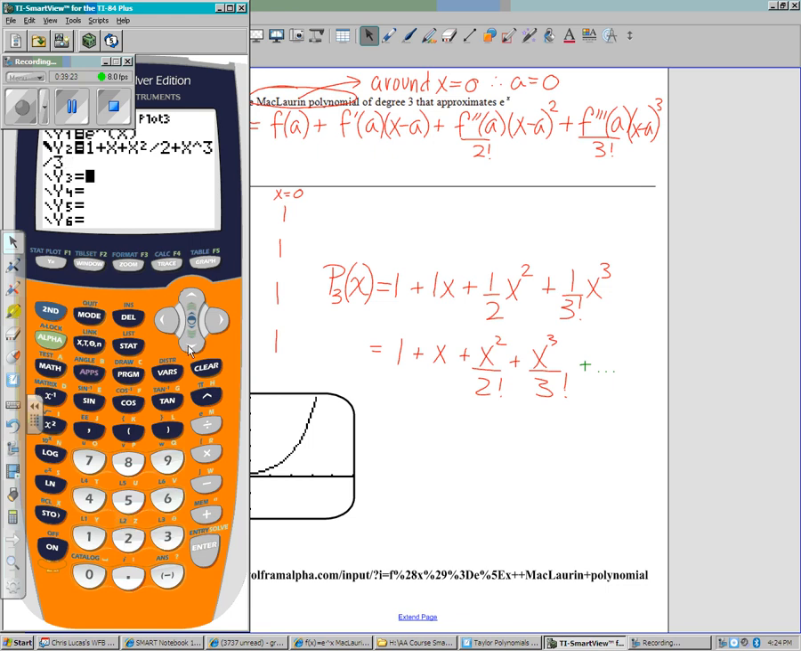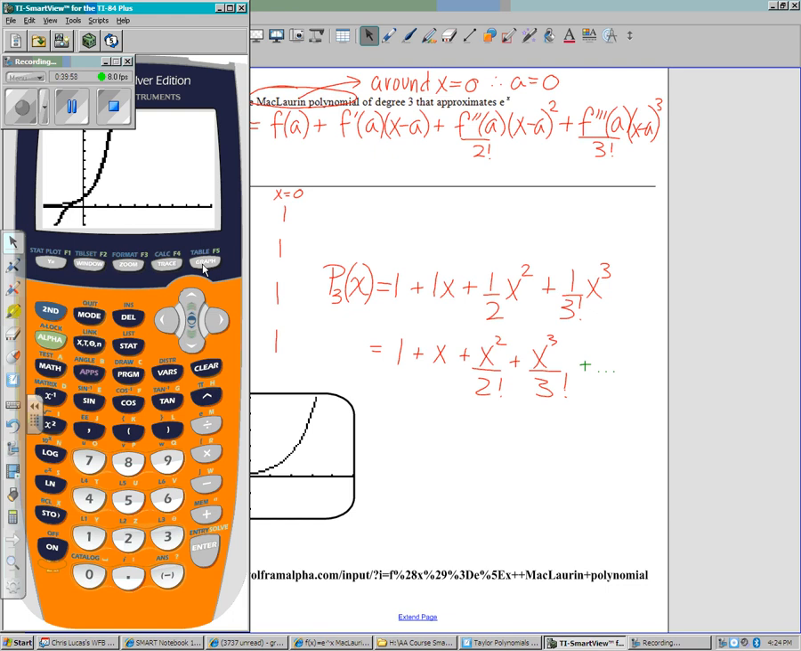And then, let's see, what window did we have? We had a trig window, so we'll change that. Like -3 to 10. Should be good. Scale it by 1s. We don't really need a y min much below the x-axis. And then y max will go to 10, should be good. We'll take a look at that. Here comes e to the x, and here comes our polynomial of degree 3.